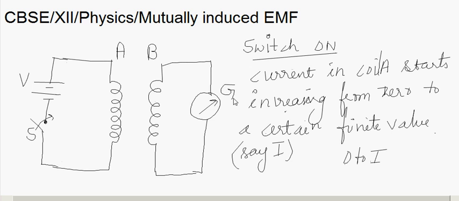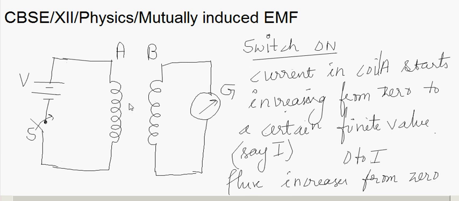the flux which is produced in coil A also increases from 0. So the flux changes with respect to time. When the flux linking coil A changes, an EMF gets induced in coil A, which is known as self-induced EMF. So the flux starts increasing from 0 to a finite value.